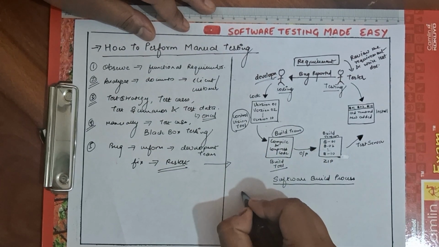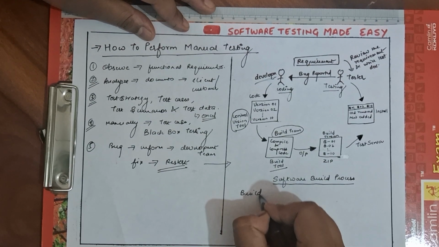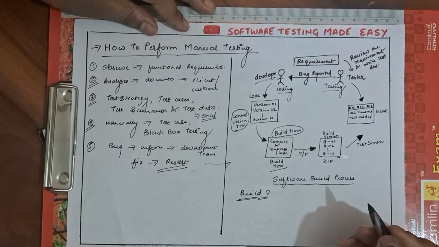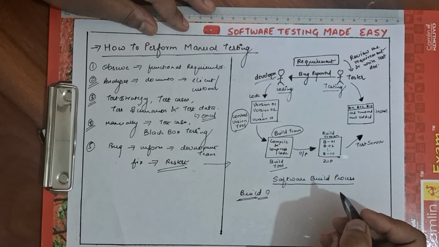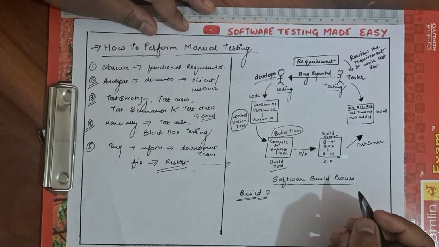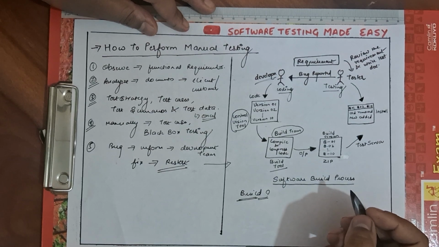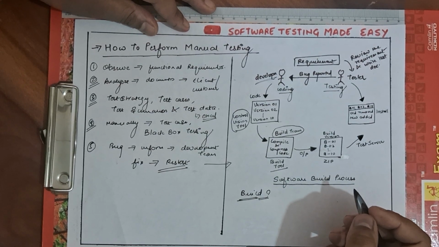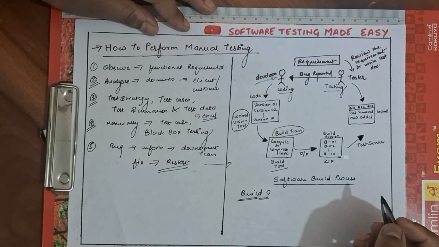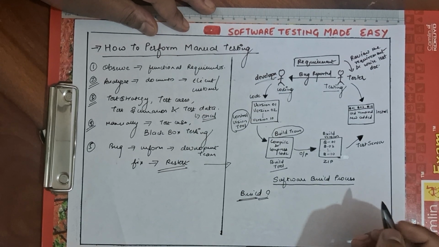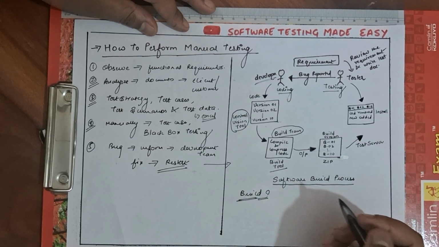Now here comes the question, what is a build? This term we hear in the software and IT industry very frequently. It's a software which is used to convert code into the application format, and it consists of a set of features and bug fixes that are handed to the testing team for testing purposes until it becomes stable.